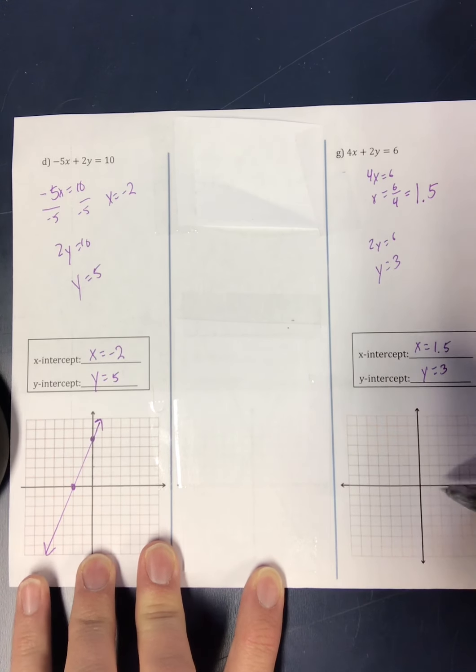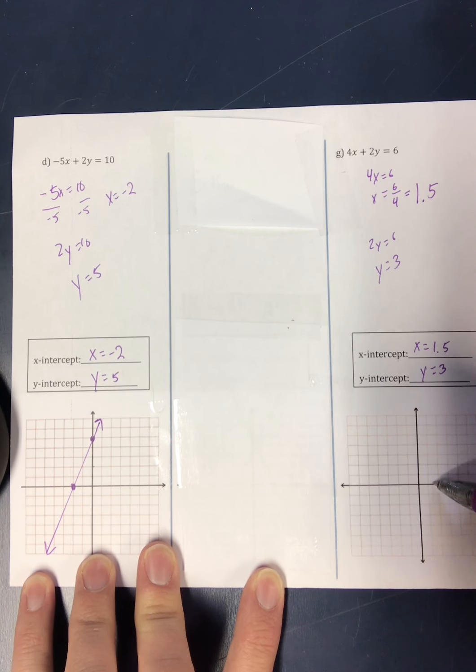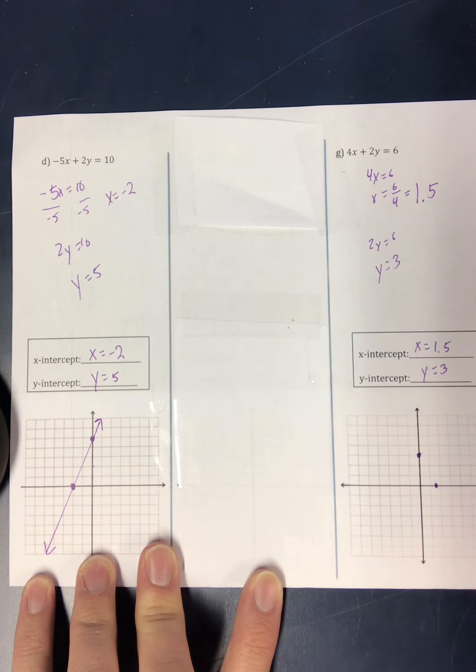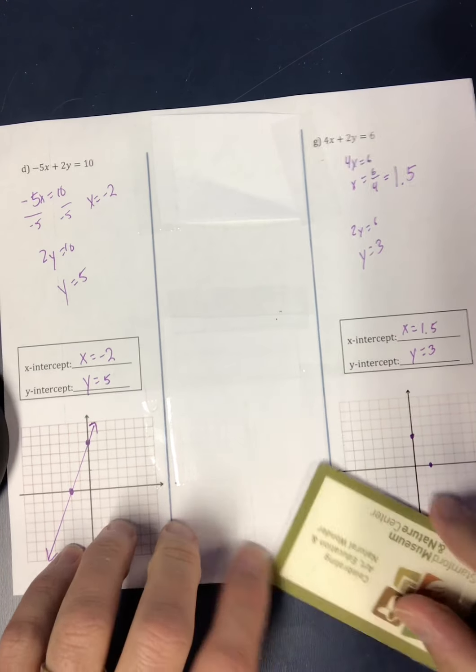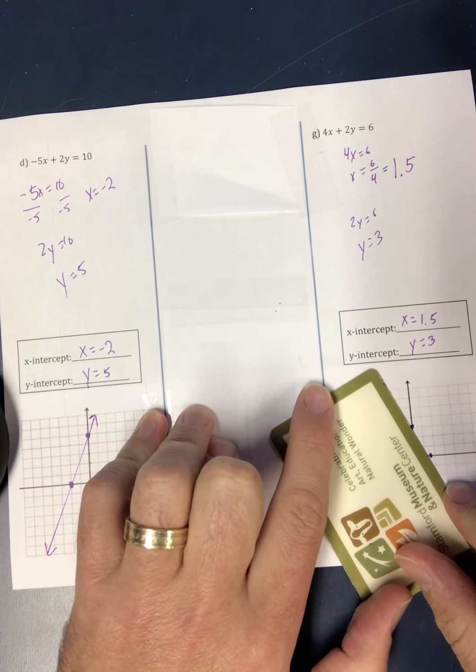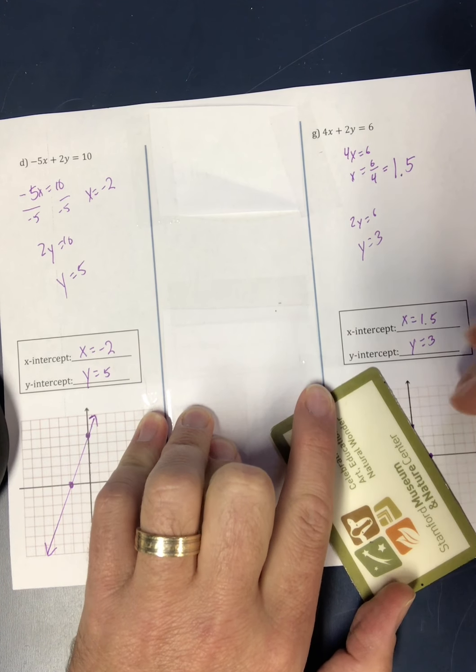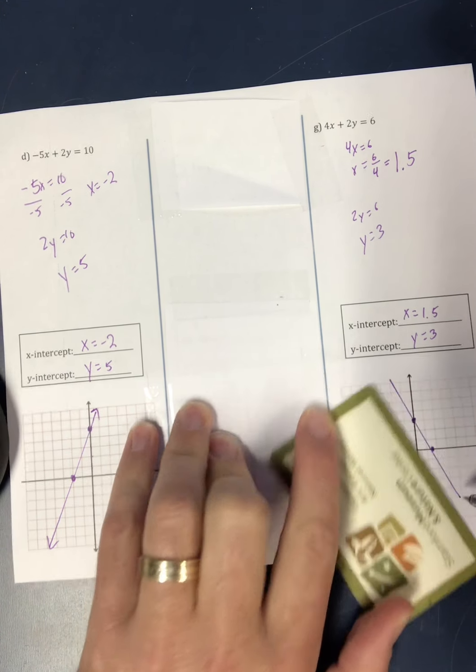The way you graph 1.5 is go halfway between 1 and 2, right there on the x-axis, and y equals 3 is right there. Take out your straight edge and connect the line through those 2 points.